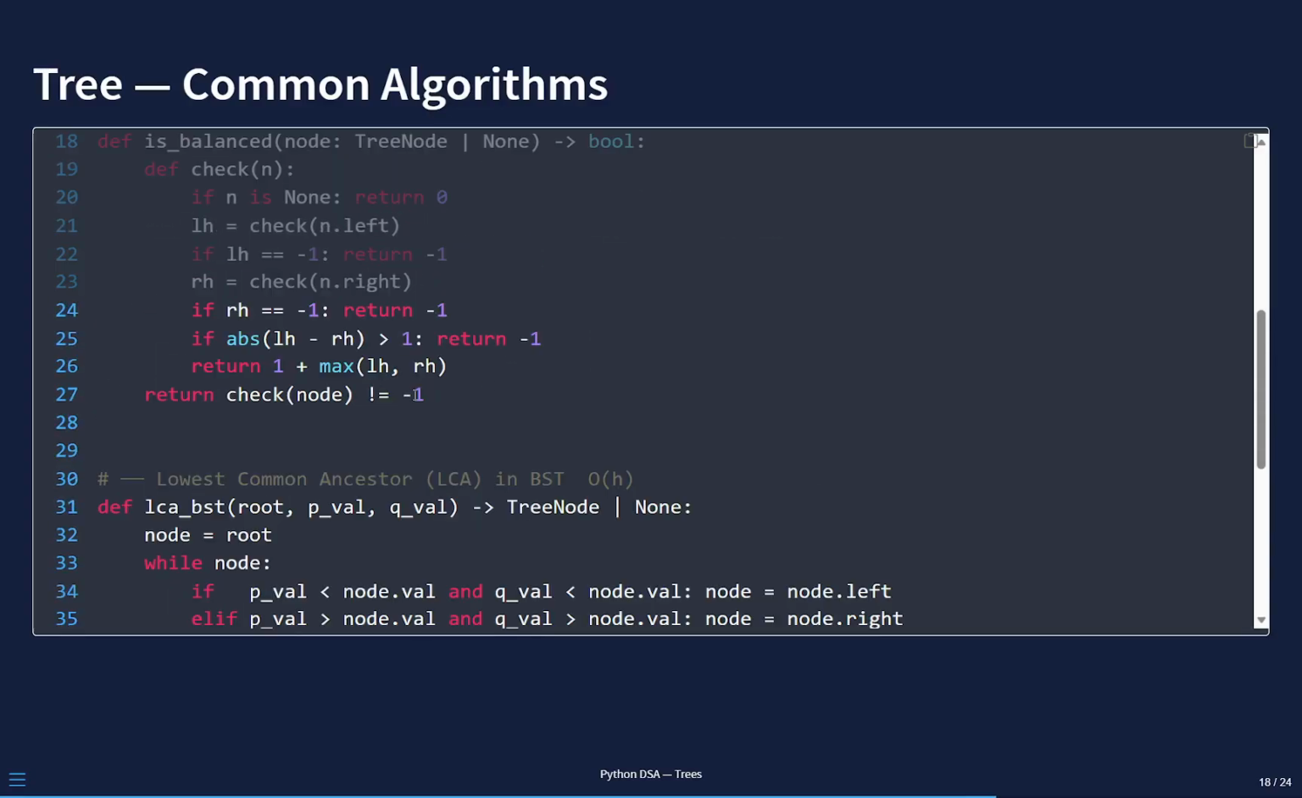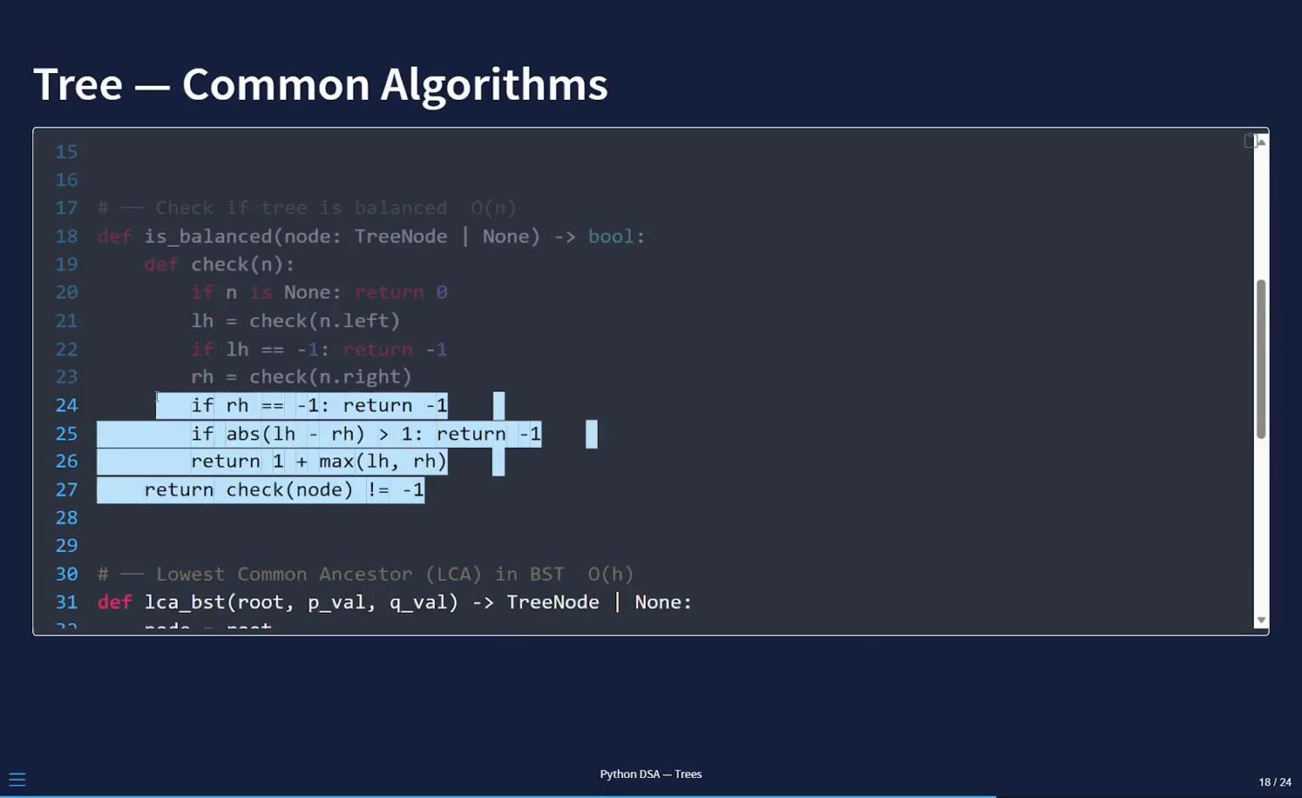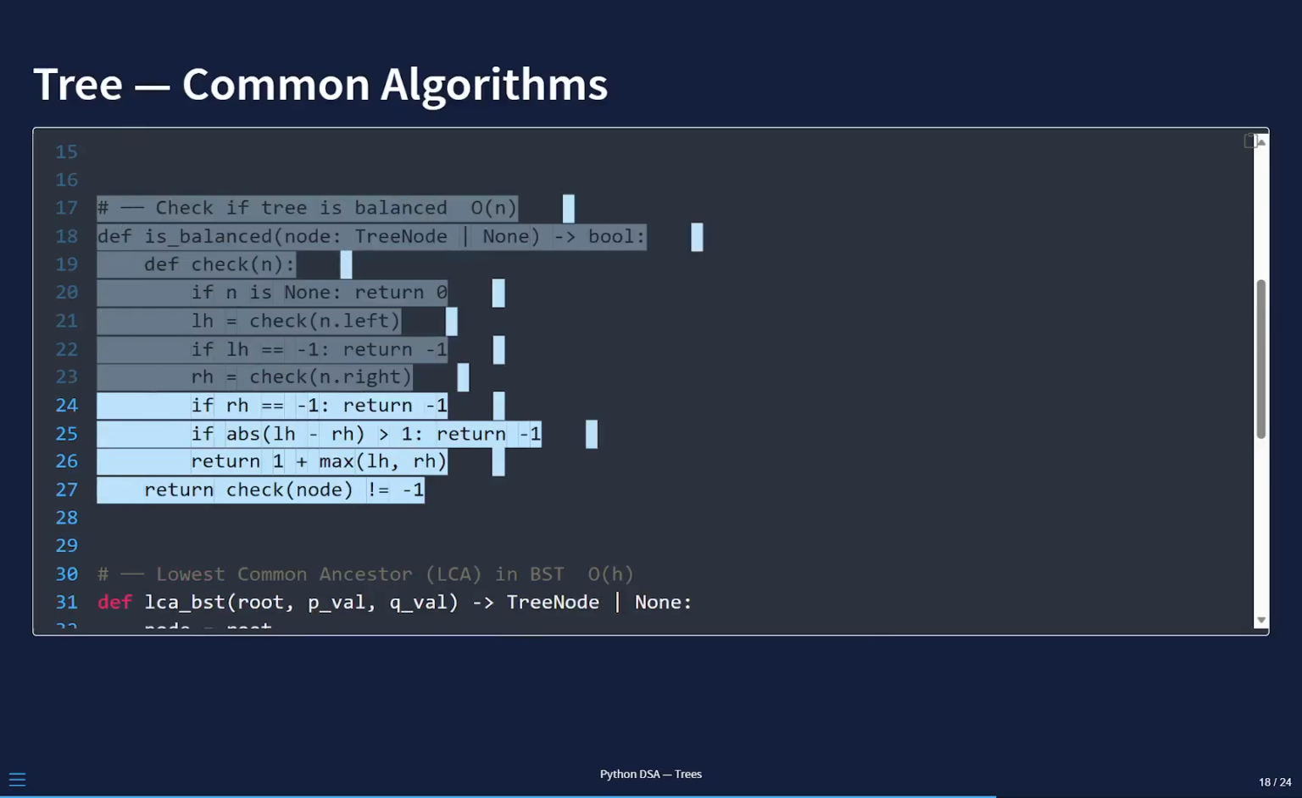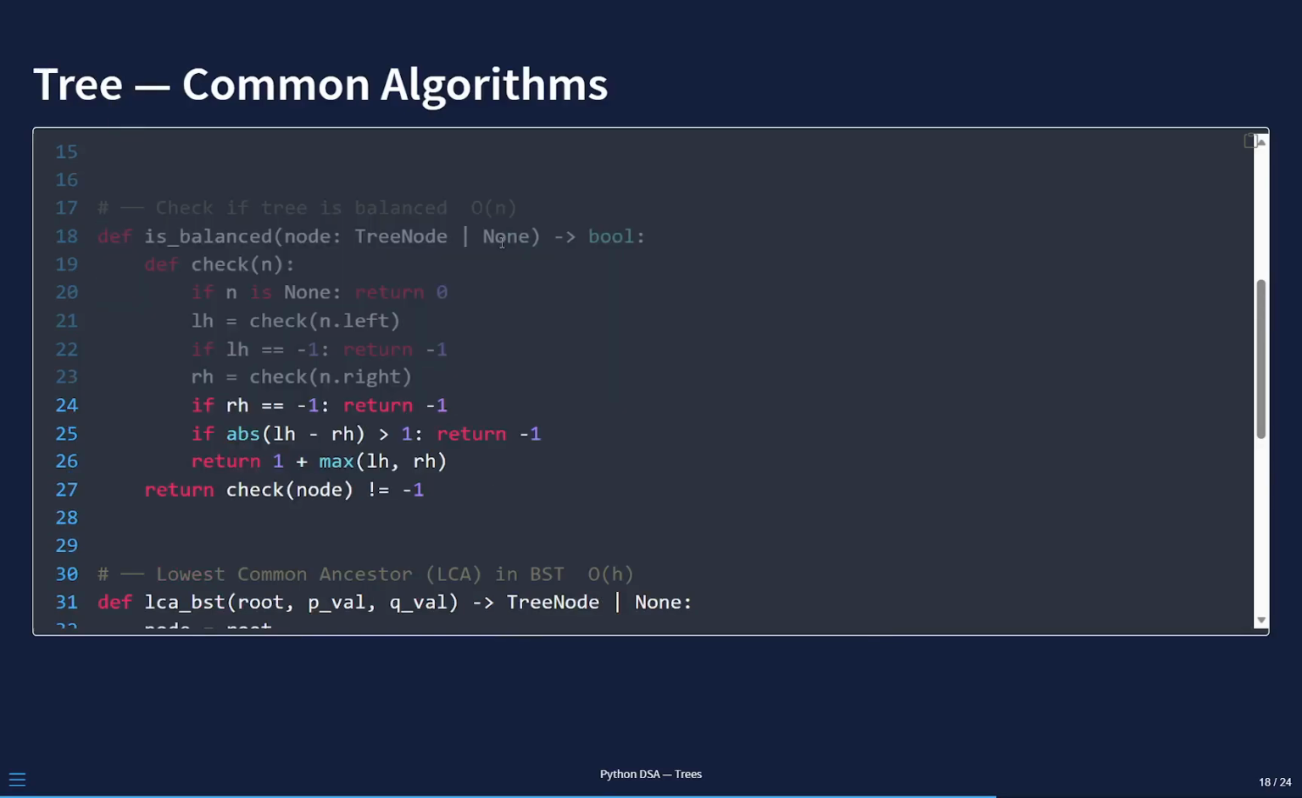O(n). Is the tree balanced? Not just checking the root. A tree is balanced only if every subtree satisfies the balance condition. The inner check function returns the height if balanced, or -1 as a sentinel if any subtree is found unbalanced. We propagate the -1 upward, short-circuiting. A single pass, O(n). The outer function just checks whether the result is non-negative.